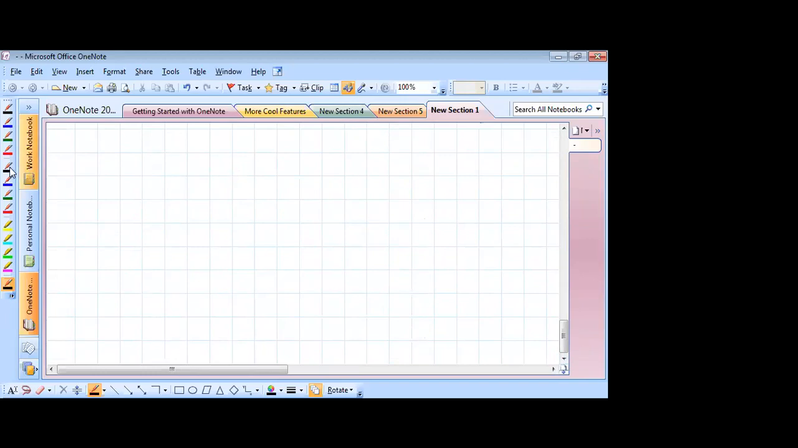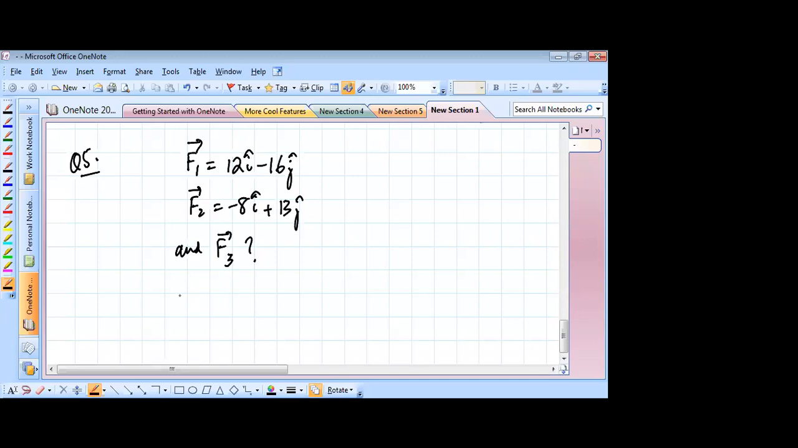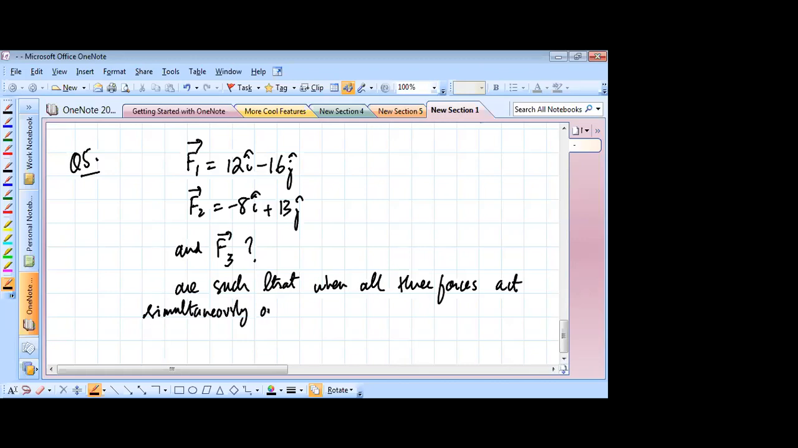Okay. Let's come to question 5. So question 5 is like this, that it says the sum of three forces which are given by these vectors F1 is 12i cap minus 16j cap, F2 which is minus 8i cap plus 13j cap, and F3, okay, are such that when all three forces act simultaneously on a body, then the resultant force is 0.